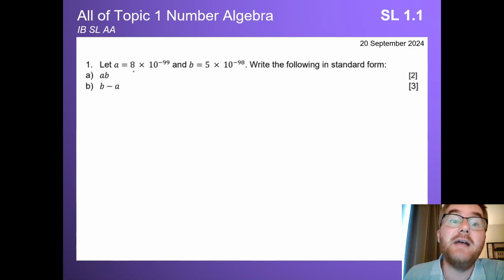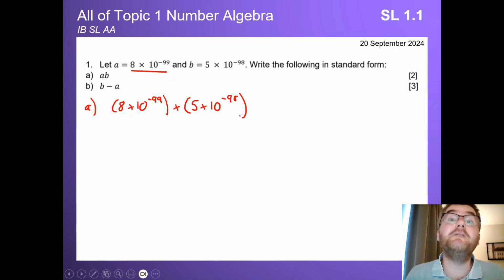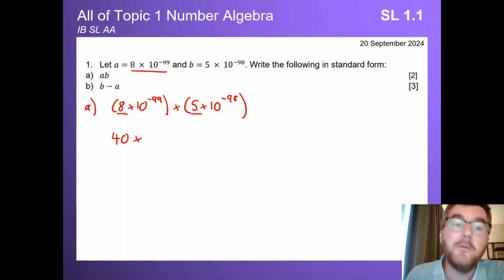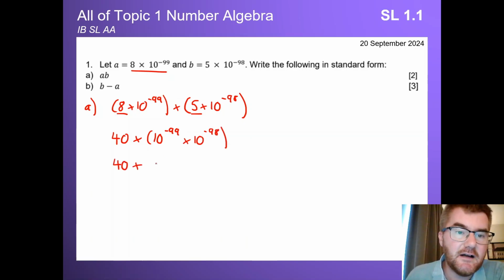The first thing we need to do is a times b. To answer that question, we take 8 times 10 to the power of minus 99, and multiply that by 5 times 10 to the power of minus 98. Multiplying and dividing with standard form is usually pretty straightforward. We take the numbers, 8 and 5, and multiply them to give us 40. Then remember our rules with indices. If we're doing 10 to the power of minus 99 times 10 to the power of minus 98, we're adding the indices together. So we get times 10 to the power of minus 99 plus minus 98.